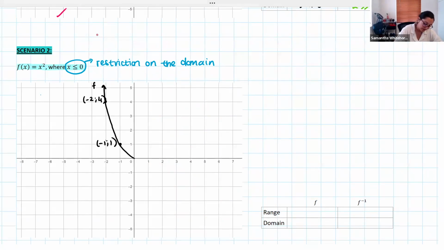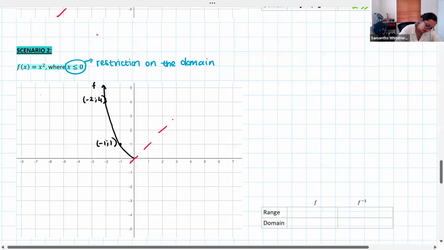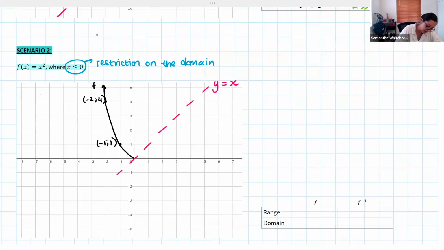I'm not looking at the inverse. So this line y equals x. Now, grade 12, you do not have to draw this line y equals x unless they ask you to. If you want to draw it in pencil, that's fine. The reason I like to have it here is because it helps me see what my reflection should look like. That's the only reason I draw it in. You don't have to draw it in unless you're asked to.